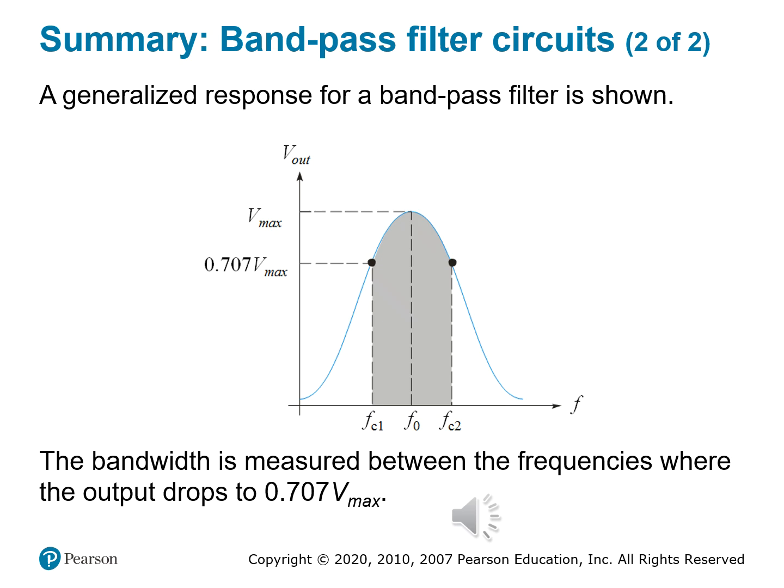So what exactly are you looking at here? This plot shows the generalized output response of a bandpass filter. On the vertical axis, you've got the output voltage, V sub out. On the horizontal axis, you have frequency. Notice the peak, that voltage max at the center frequency F sub 0. That's the sweet spot where the circuit is tuned and where the signal sails through with minimal resistance. The bandwidth, that's the critical range.